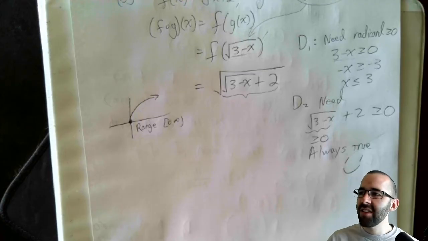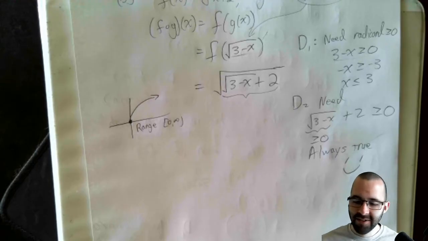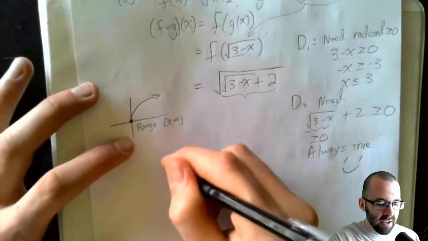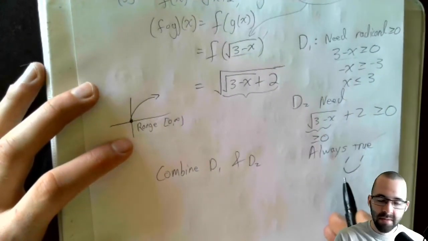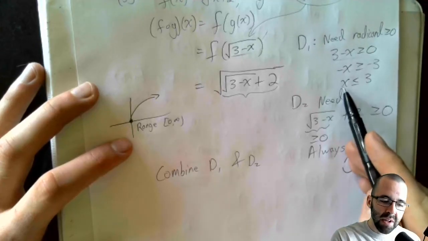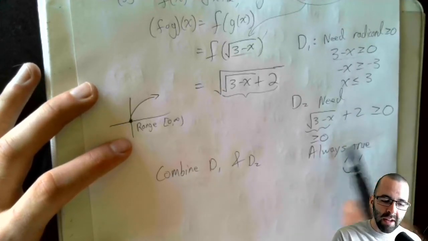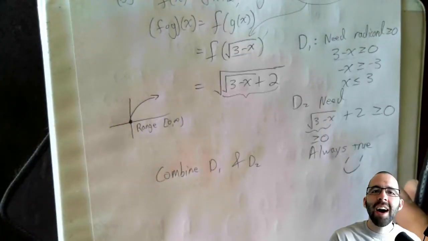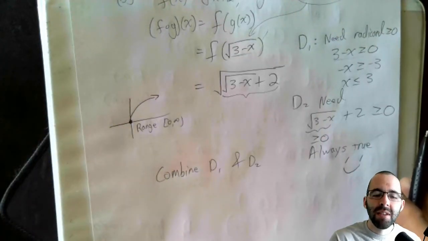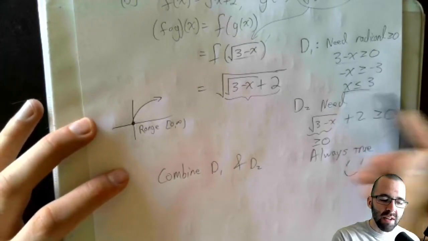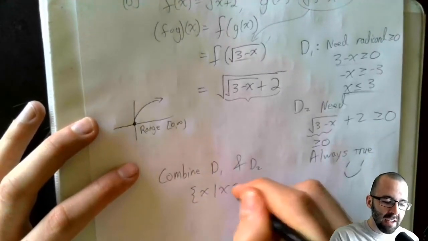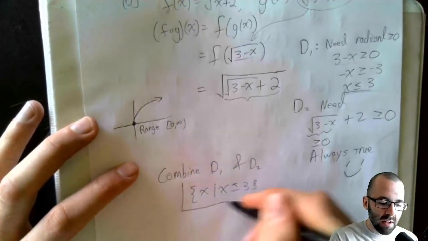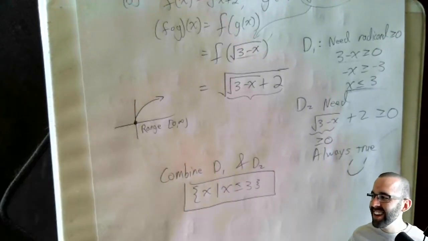So we're just going to combine these two things and get our answer. We need to combine D1 and D2. D1 says x has to be less than or equal to 3. D2 says, you know what? I'm not going to be a restriction. You do whatever you want. So the only restriction we have is this one. So our domain is going to be the set of all x such that x is less than or equal to 3. And that's it.